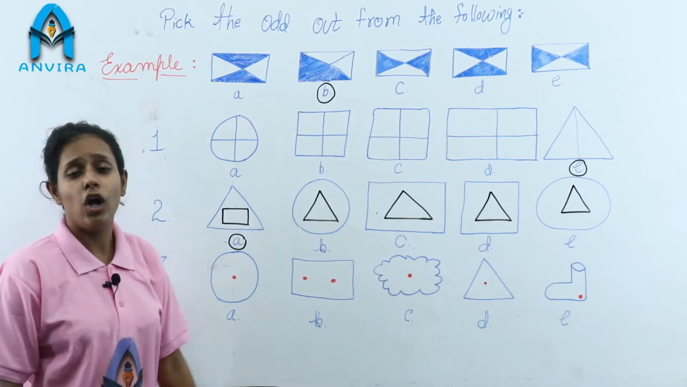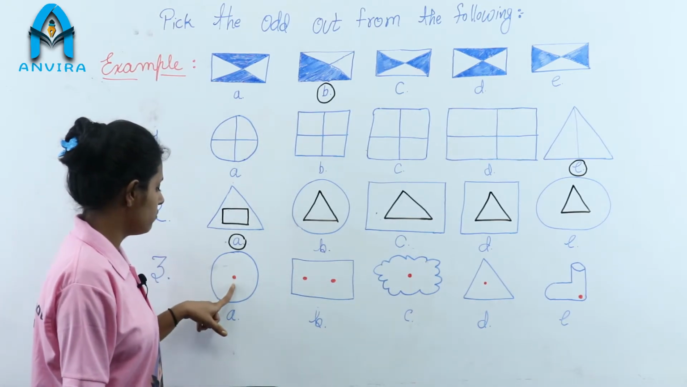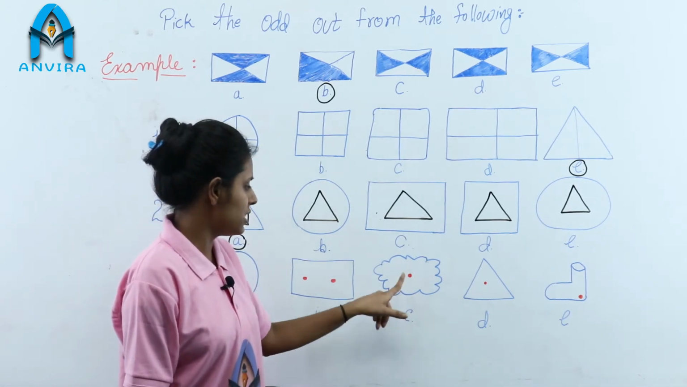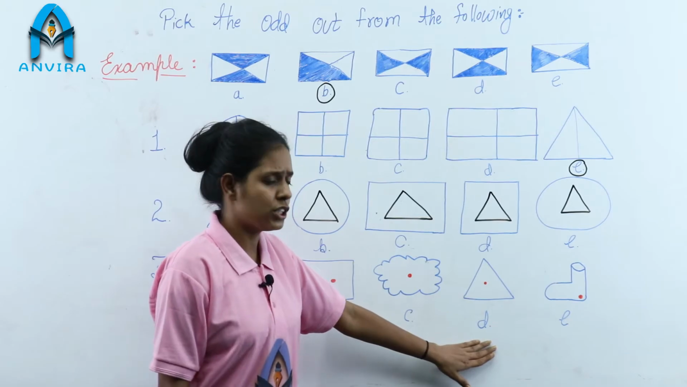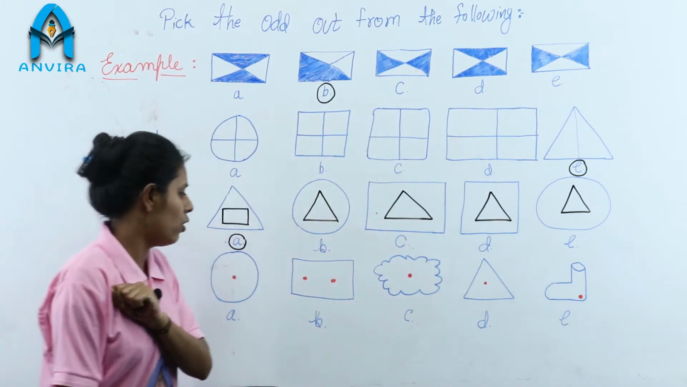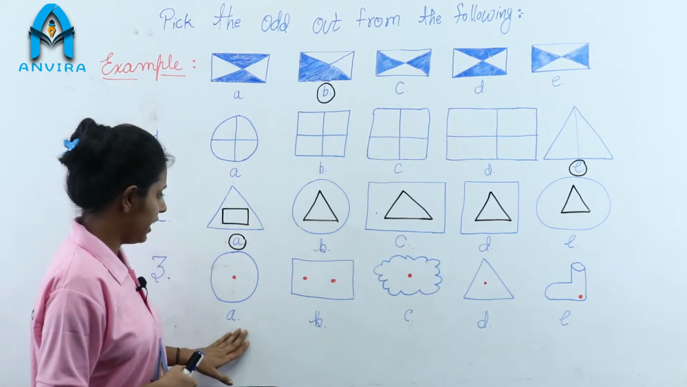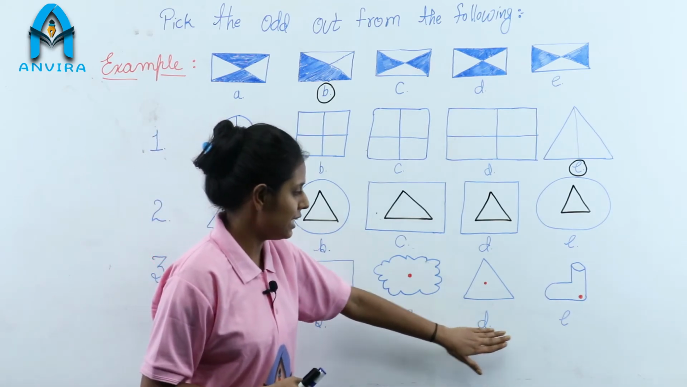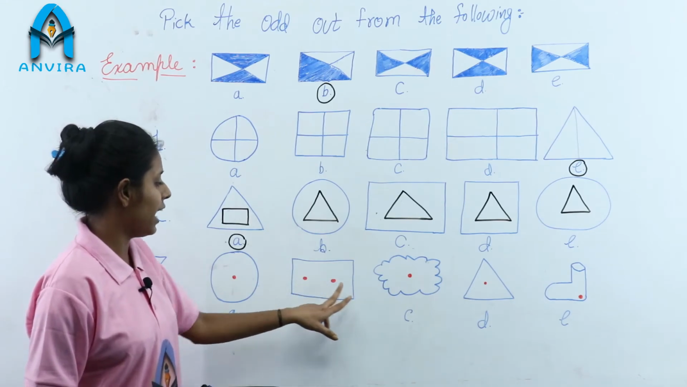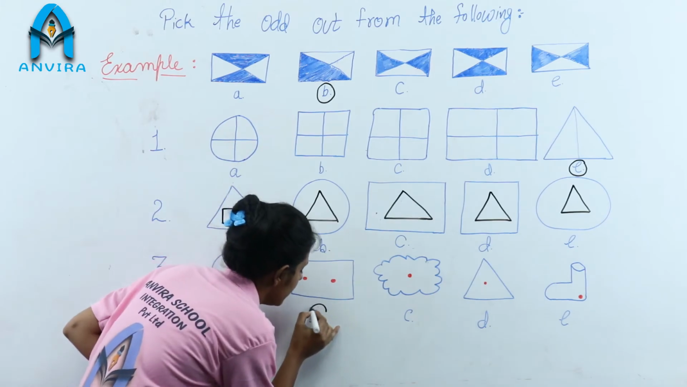Now observe all the options and find which is the different one. Option A, one dot. Option B, two dots. Option C, one dot. Option D, one dot. Option E, one dot. Now which is the different one? Yes, options A, C, D and E all have one dot, but option B has two dots. So our answer is B.